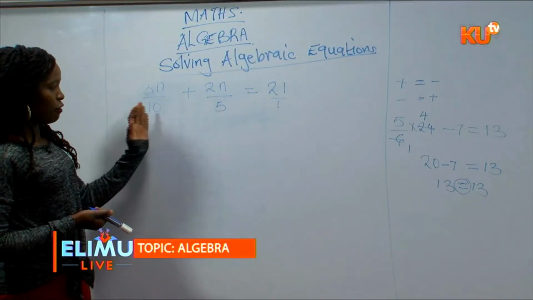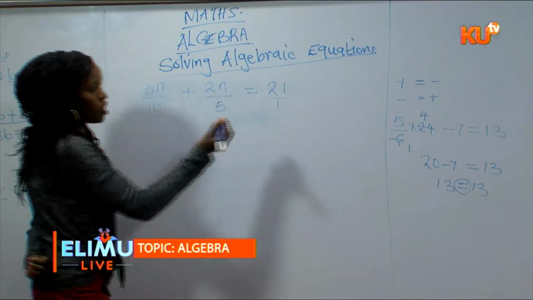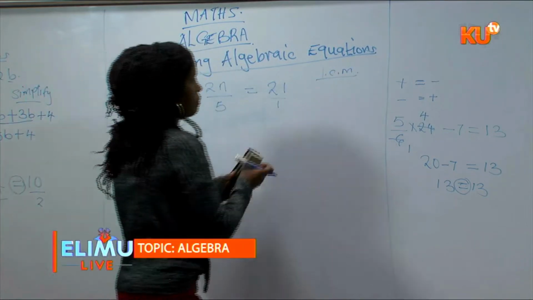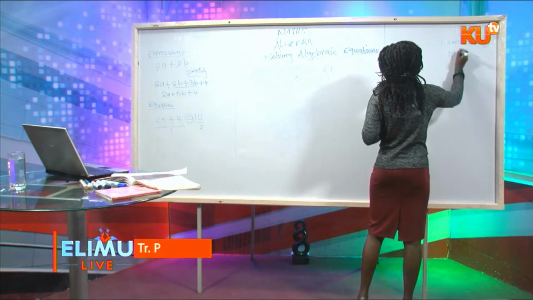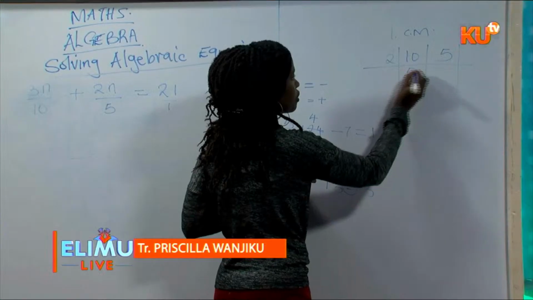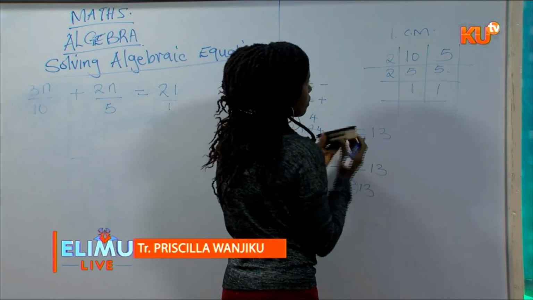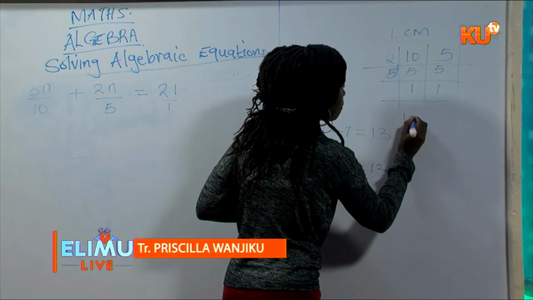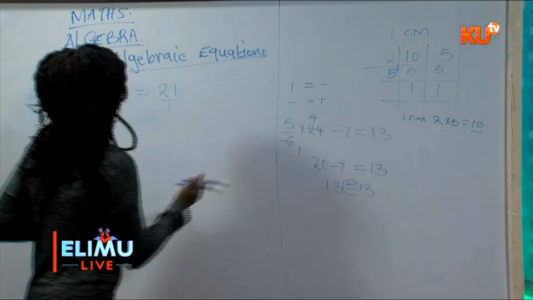Any number divided by 1 doesn't change. So we look for the LCM of 10 and 5. We can get the LCM here, and this is how we get the LCM. For the LCM of 10 and 5, we use prime numbers. Divide by 2, we get 5, 5. Then by 5, we get 1, 1. So our LCM is going to be 2 times 5, which is 10. So that is now our LCM. We are going to use it.